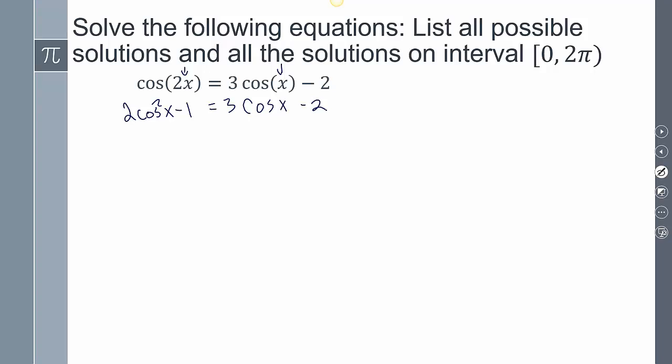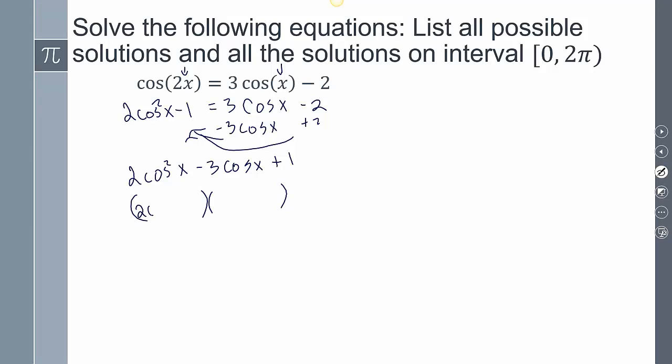Now bringing everything to one side, if I subtract 3 cosine x and add 2, I'm going to get 2 cosine squared x minus 3 cosine x plus 1. And so this will factor. 2 cosine x there, cosine x here, 1 and 1. And so they're both minus. Now because when I solve for this, I have to set each one of these equal to 0.